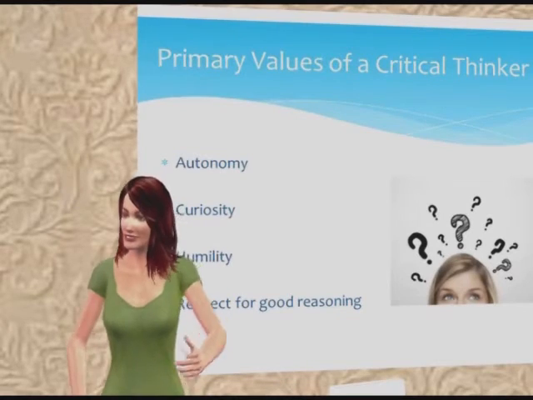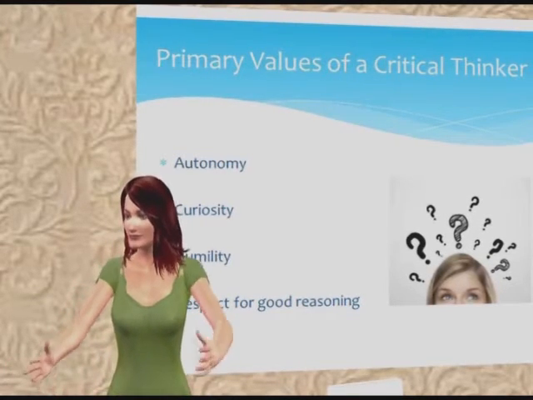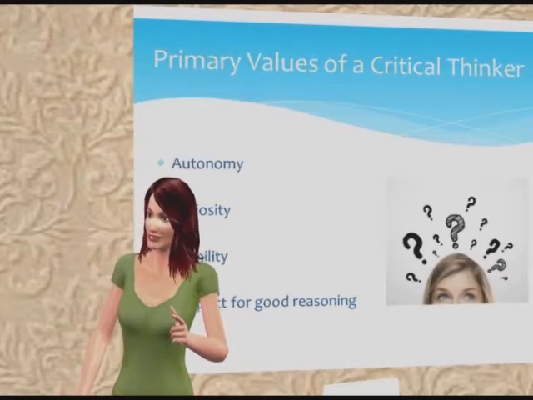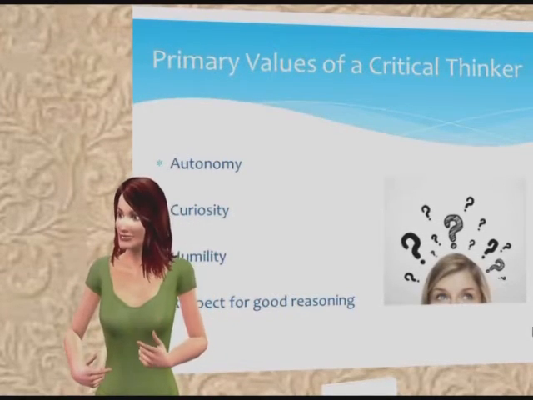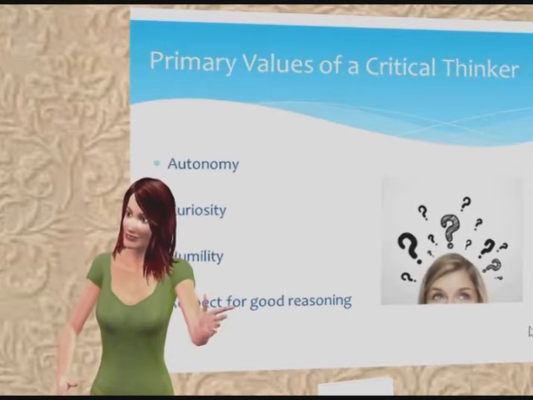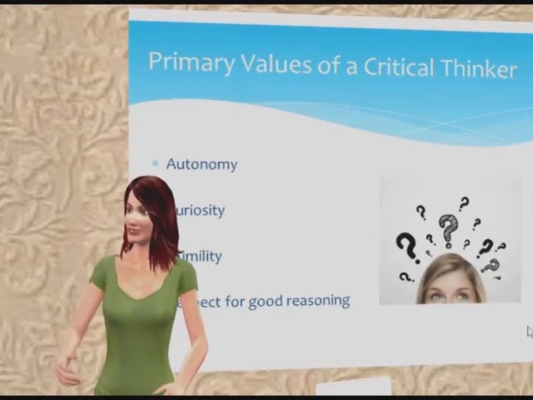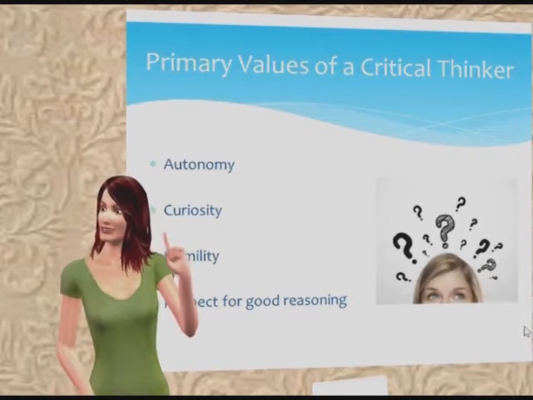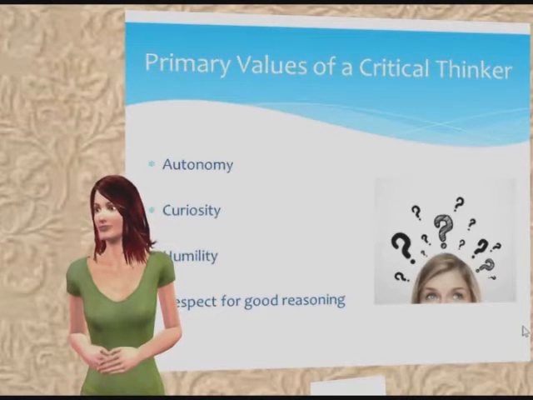The third value is humility, or being humble, right? Recognizing that we don't have all the answers, that we may be wrong about certain things, and that developing critical thinking skills and learning to ask certain critical thinking questions is really about saying, hey, I don't have all the answers, but I have this set of questions that's going to help me figure out the best answers.